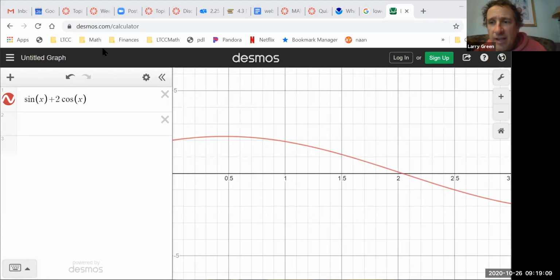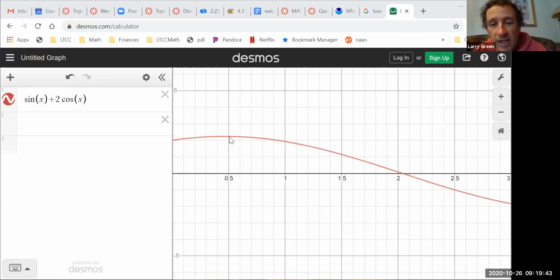Okay, and I want to look at the global min and the global max. Any questions on the idea of what I want to do here? Okay, so just eyeballing it, where does it look like the global max might be? Yeah, it looks like 0.5.